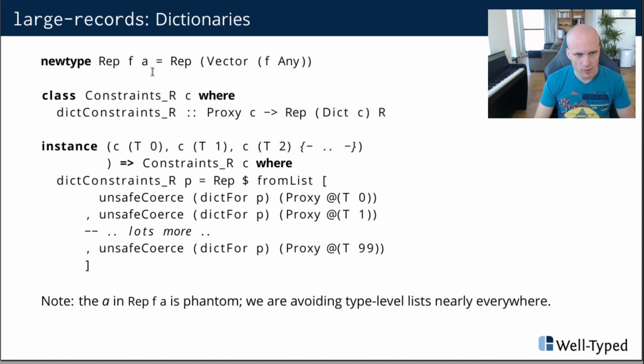Now, this thing is called rep because it's the generic representation of a record in large-records generics. But notice here that this A is phantom, meaning that we don't have any type level lists almost anywhere, because it's very difficult to work with type level lists in a way that doesn't result in quadratic code size.